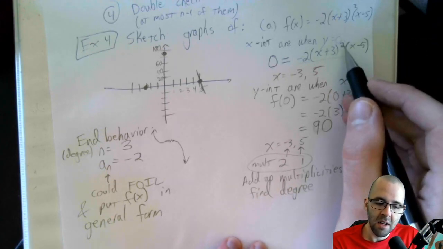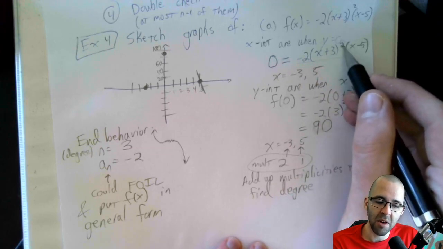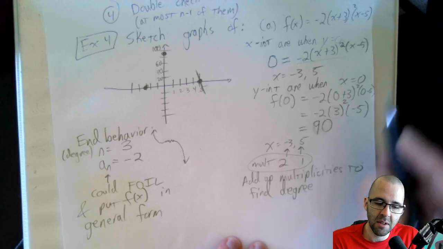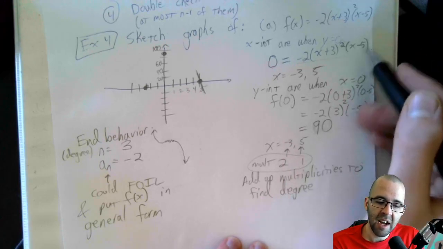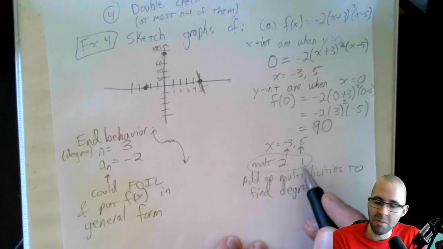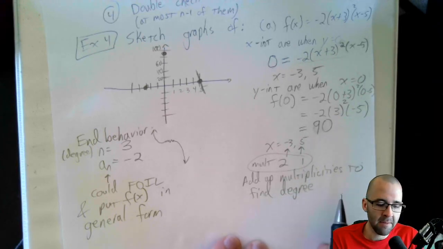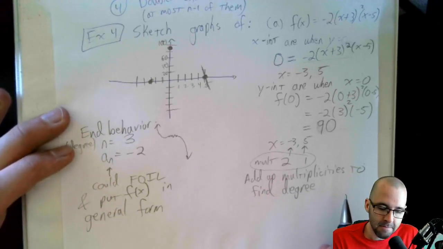So for -3, that factor has an exponent of 2, so we say it has multiplicity 2. Then x minus 5 has an exponent of 1, so that's a multiplicity of 1. That's where that comes from.